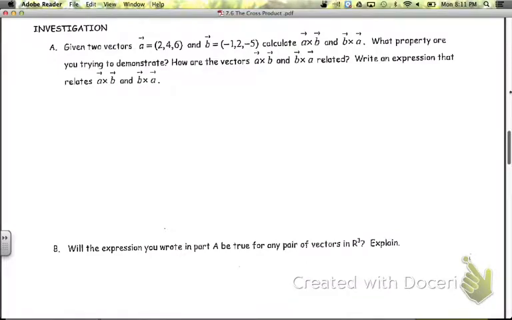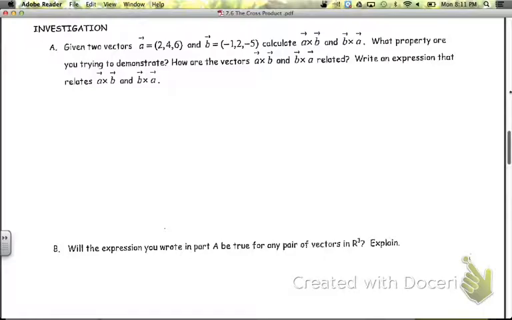Now looking at this investigation here, it gives us two vectors A and B, and we want to calculate A cross B, and the cross product between B and A. And what we want to do here is we want to know what property are you trying to demonstrate here, and how are the vectors A cross B and B cross A related? And write an expression that relates A cross B and B cross A.